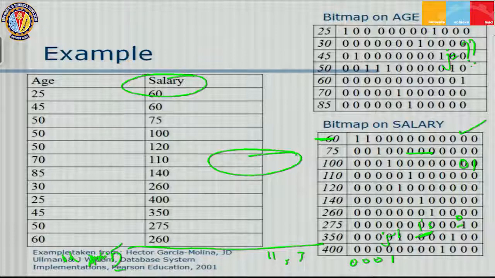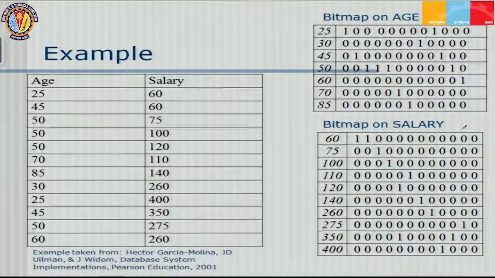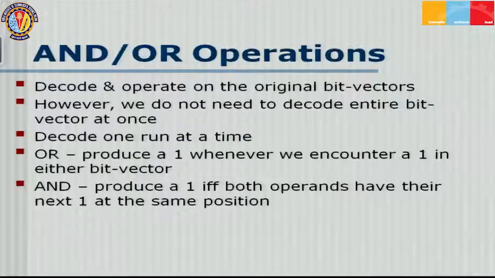So now I'll take some examples to illustrate this whole concept. This example you already saw when I talked about bitmaps. So here you have the age bitmaps and the salary bitmaps, right? So two bitmap indexes, one on age and the other on salary, and AND and OR operations. So the easiest way out is that you decode and operate on the original bit vectors. So whatever run length encoded bit sequences are given to you, you decode them and apply the AND and OR operations like you do in normal circumstances, right?